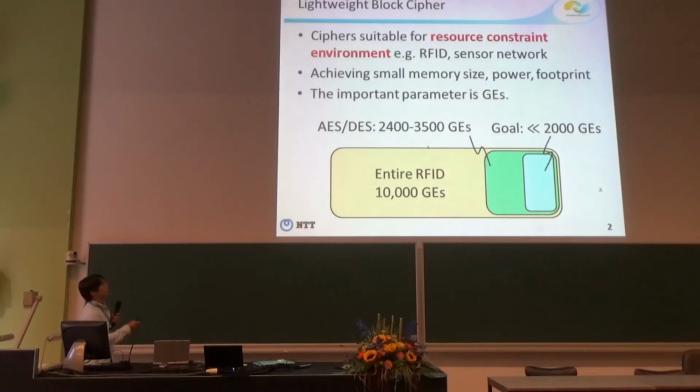And if you use AES or DES, I don't know why they mentioned DES, but if you use those ciphers, then you need more than 2,000 gate equivalents. So their goal is designing a cipher which needs less than 2,000 gates.